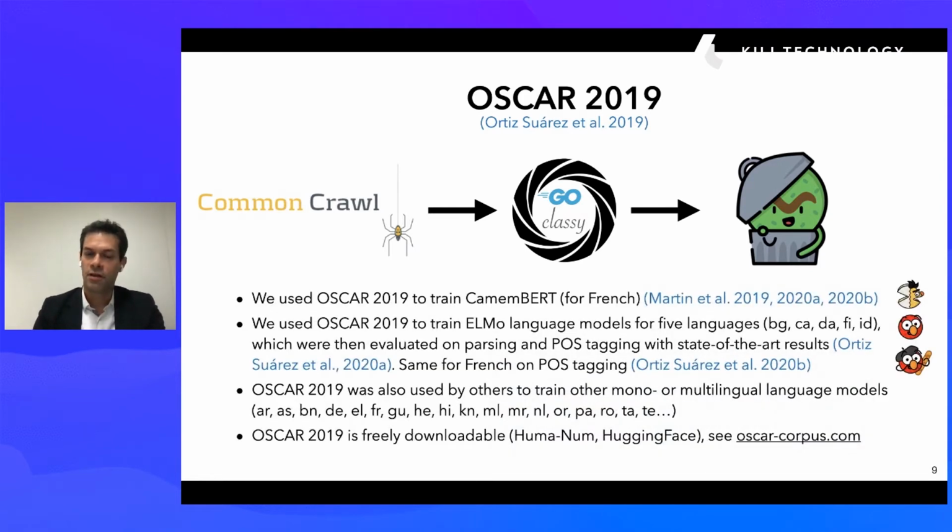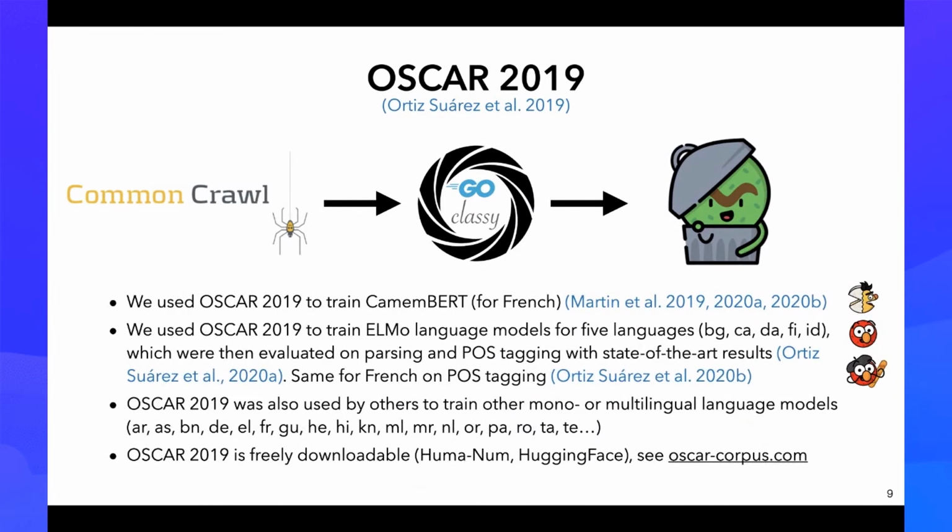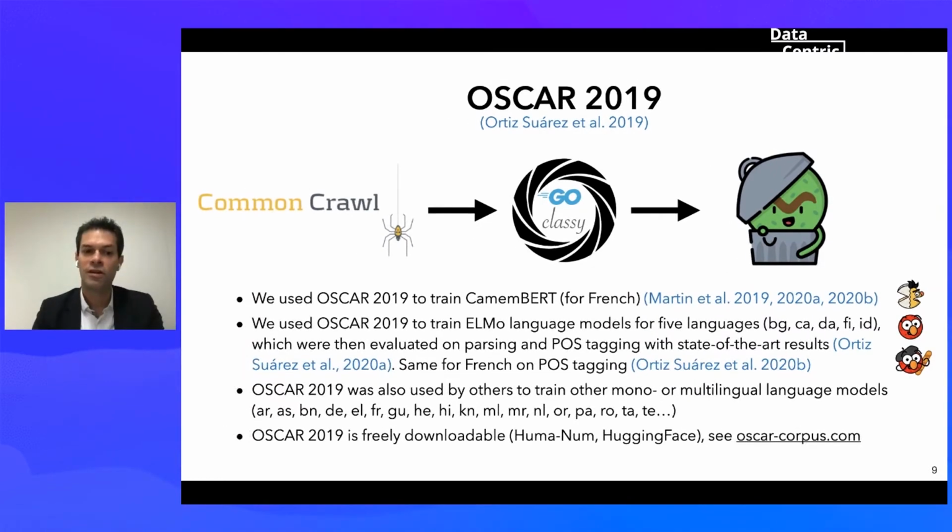The result is called OSCAR 2019. We used it to train the French language model CamemBERT, on which I will come back a bit later. We also used OSCAR 2019 to train ELMo language models for 5 languages, which were then evaluated on 2 tasks, dependency parsing and part-of-speech tagging, reaching state-of-the-art results.